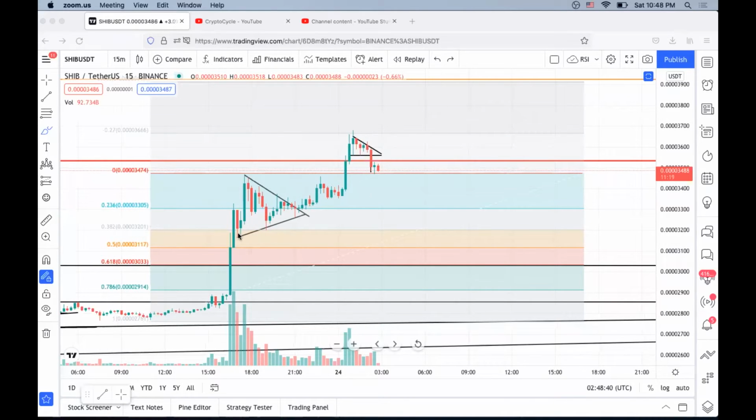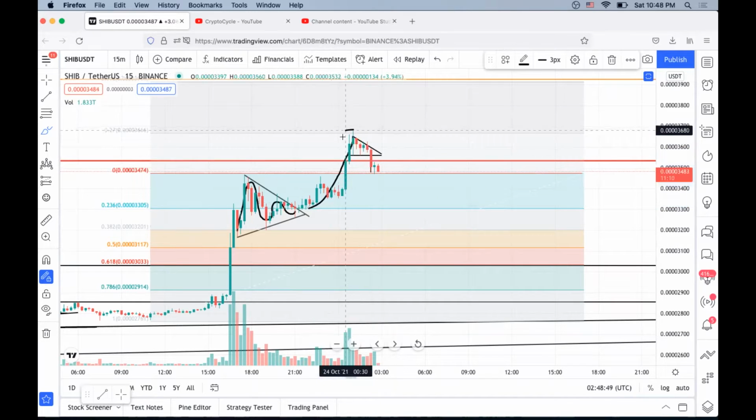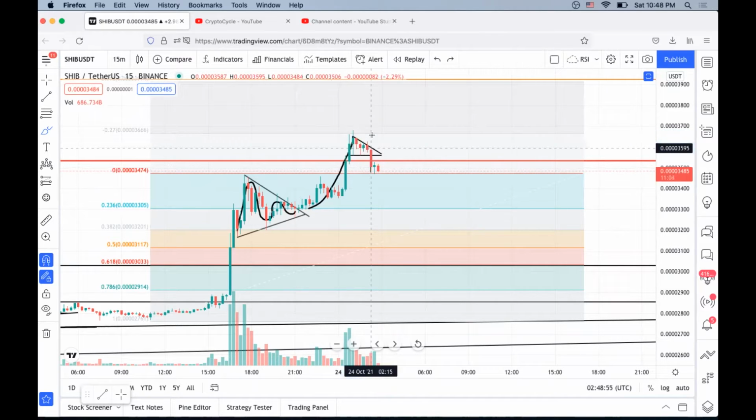All right, so in the earlier video that we did today, we were talking about how we formed this bullish pennant right here, and we did break out to the upside, and we actually did come up and perfectly meet our first target up here. That was at the 0.27 level in the Fibonacci, right at the 3666 area. And as you can see, right now we're consolidating again.